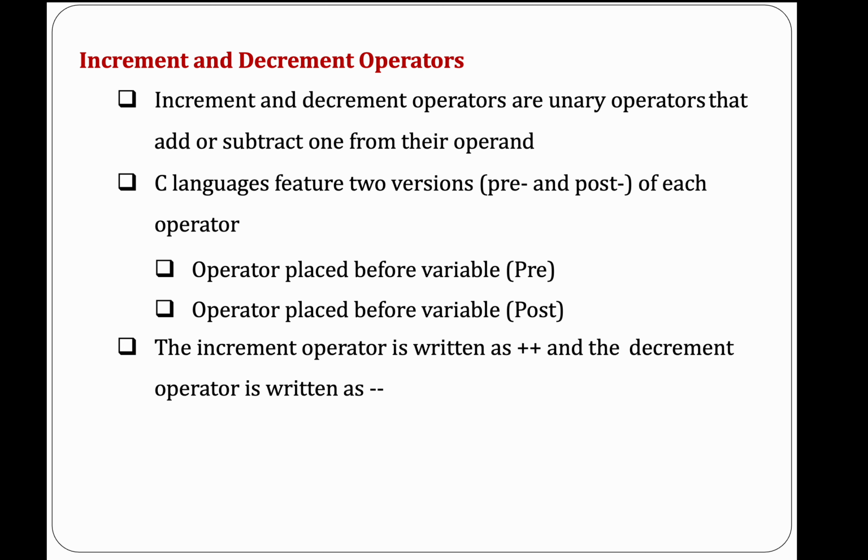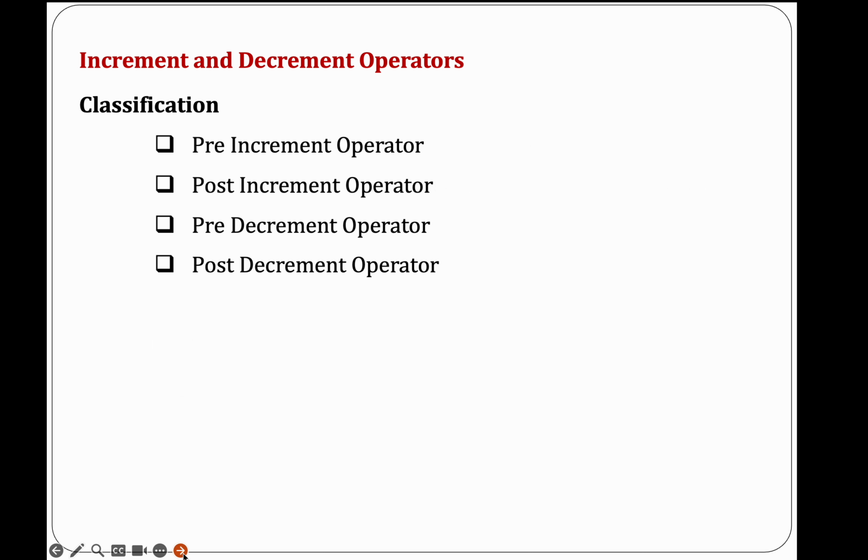From that, we have two versions: one is pre-increment, another one is post-increment. It depends on the place where the operator is present. If the operator is placed before the variable, then we say it is a pre-increment operator. If the operator is placed after the variable, we say it is a post-increment operator. If it is a minus, then it is pre-decrement and post-decrement. We'll see the pre-increment, post-increment, pre-decrement and post-decrement operators.